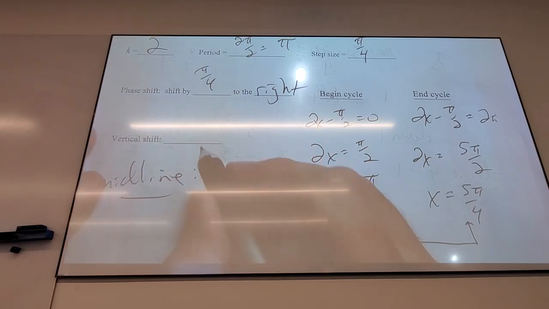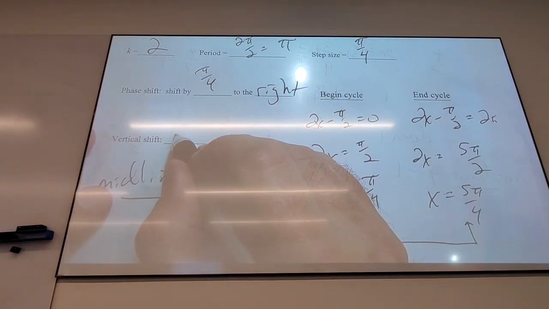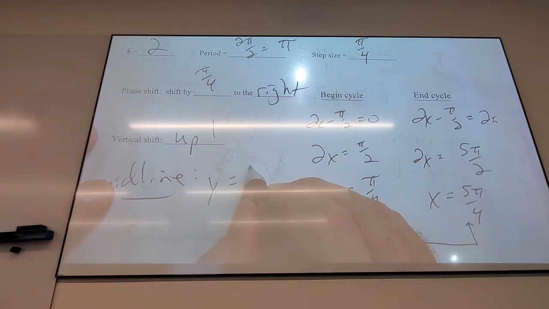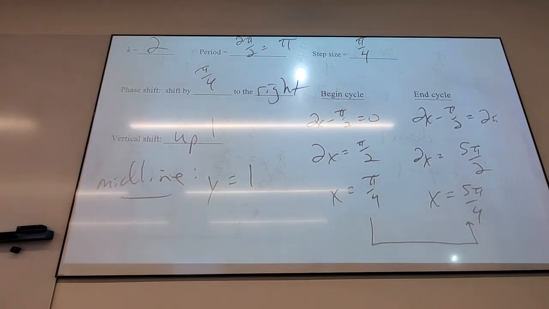Vertical shift? Up 1. So the midline is now at y equals 1, because it's normally y equals 0. I like it. So you guys are all cool with the x-axis is y equals 0, and the y-axis is x equals 0. So good things to know.